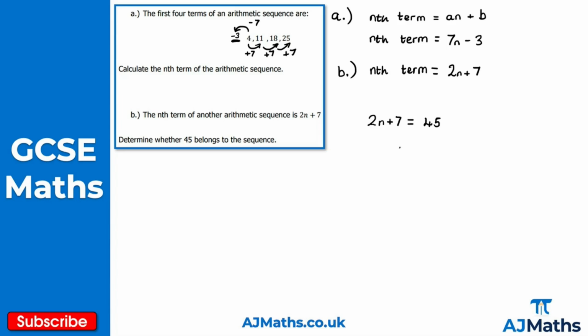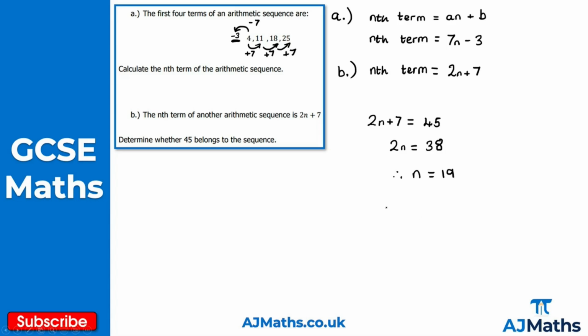And what we're going to do here now is just solve for n. So subtract 7 off both sides. So I'm going to get 2n is equal to 38. So 2n is equal to 38. So therefore, if I divide both sides here by 2, that's going to give me n on the left-hand side. And 38 divided by 2 here, that would give us 19.